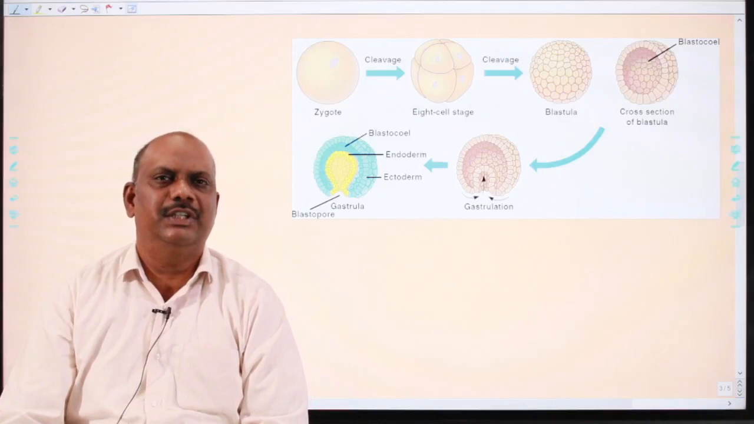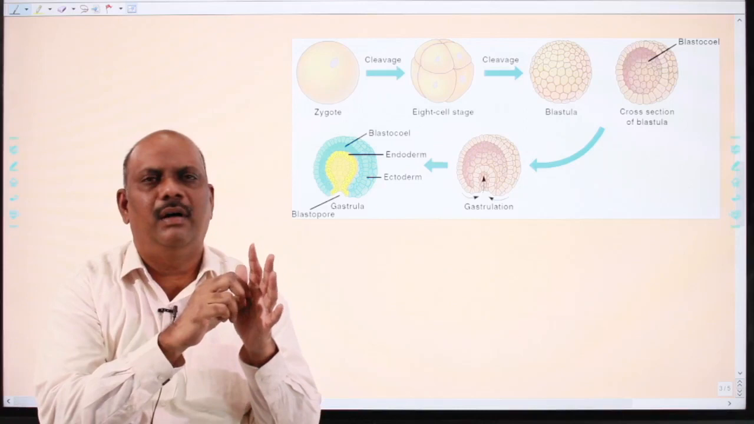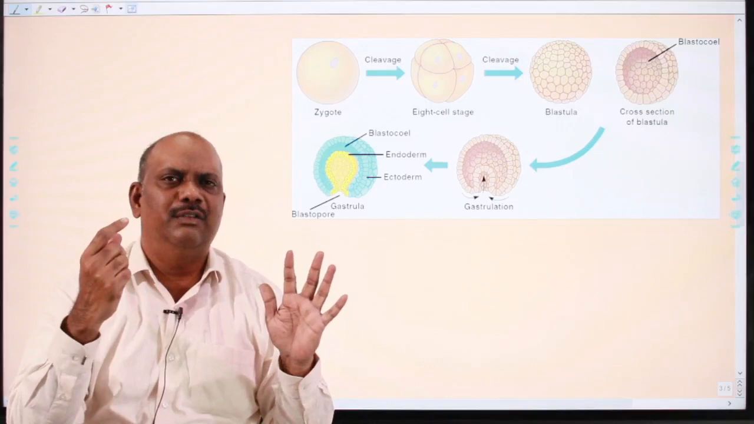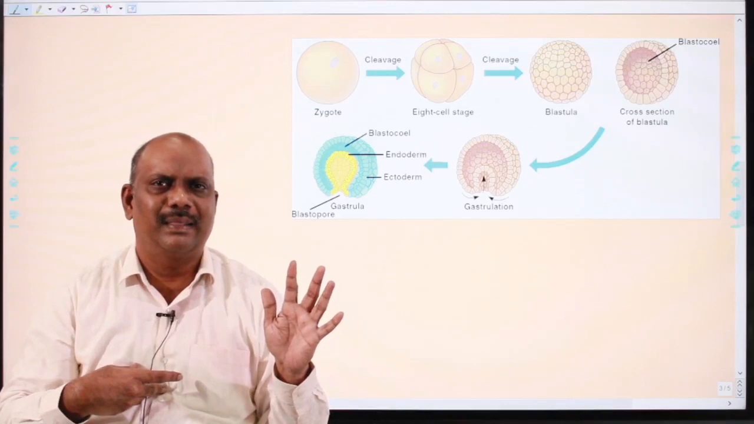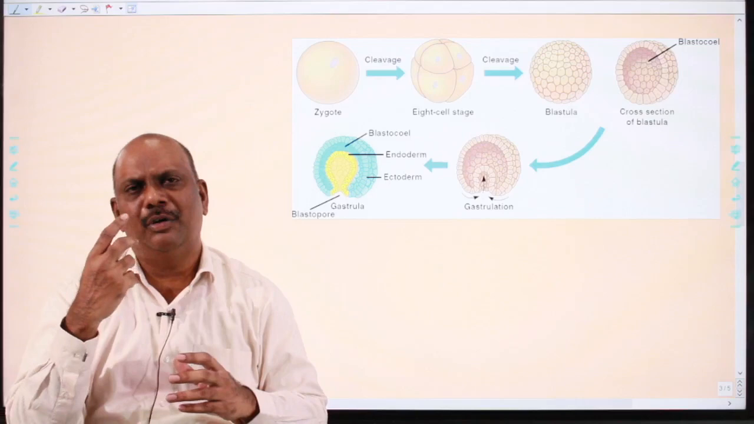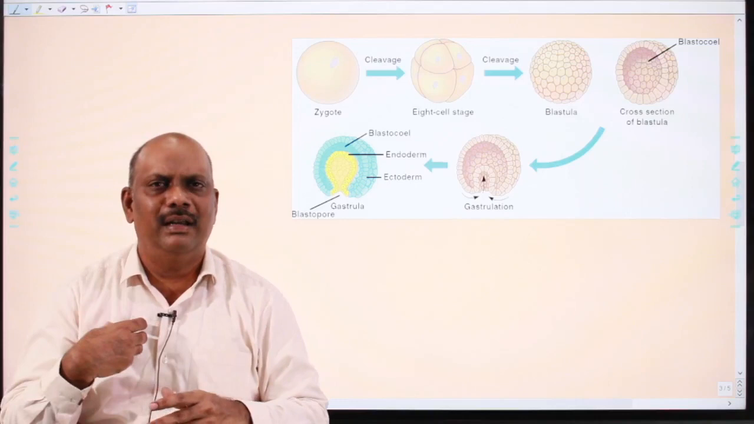I'll tell you one simple example for cell differentiation. There are different cells in our body. If you take a cell from our hand here and take one cell from the pancreas. You know the pancreas is here, right, just above the stomach. It is the pancreas which produces insulin, and that insulin plays a major role in maintaining the blood sugar level.